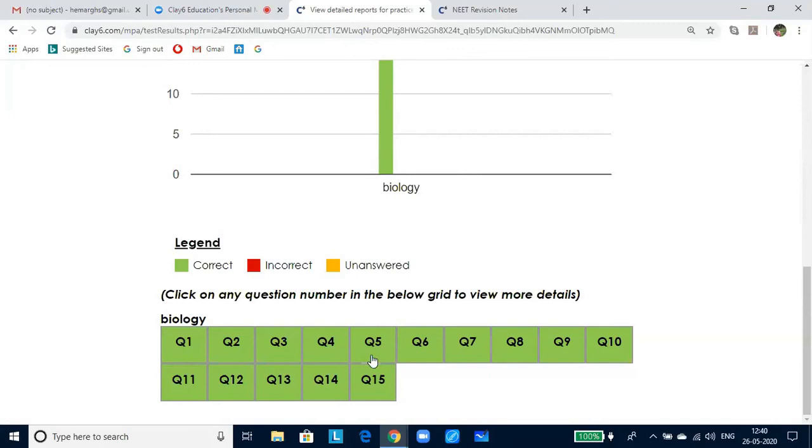Since there is negative marking in NEET exams, you need to understand that if you don't know the answer, don't simply take whatever answer you feel might be correct. Unless you are sure of the answer or you have a logical way of deducing the answer, please go and pick the answer. Otherwise, don't do it. Otherwise you will be losing minus 1 from your total score.